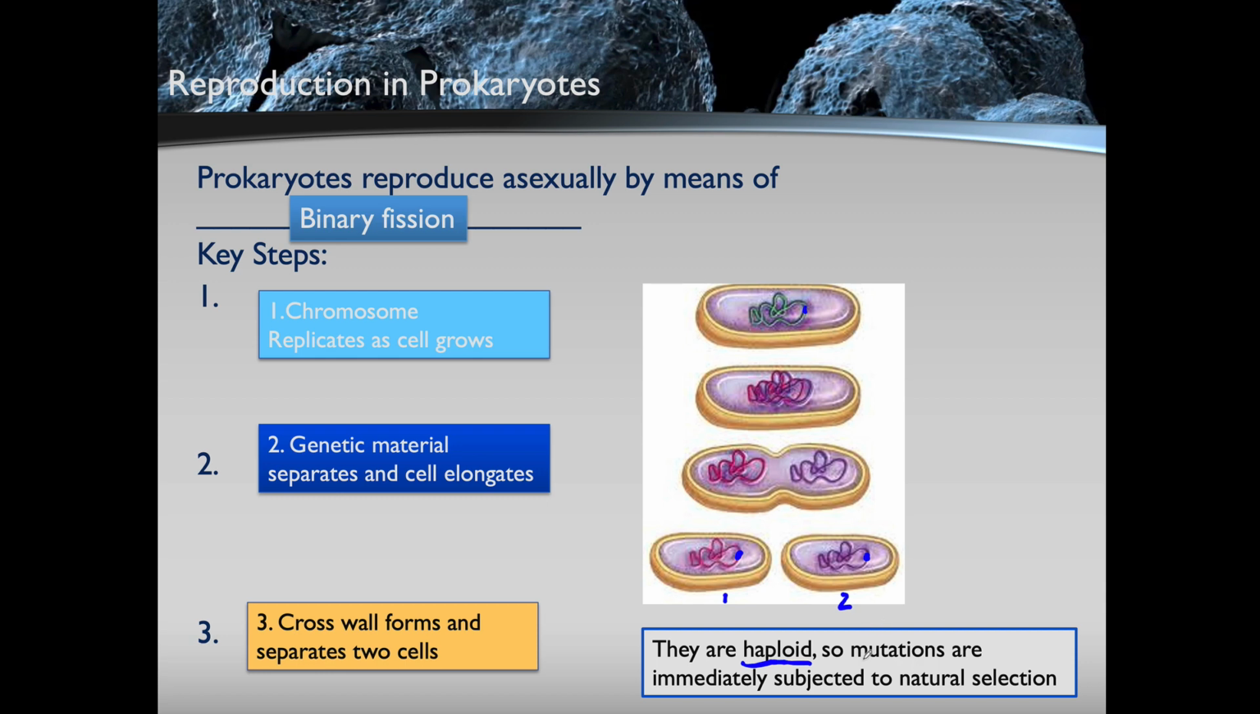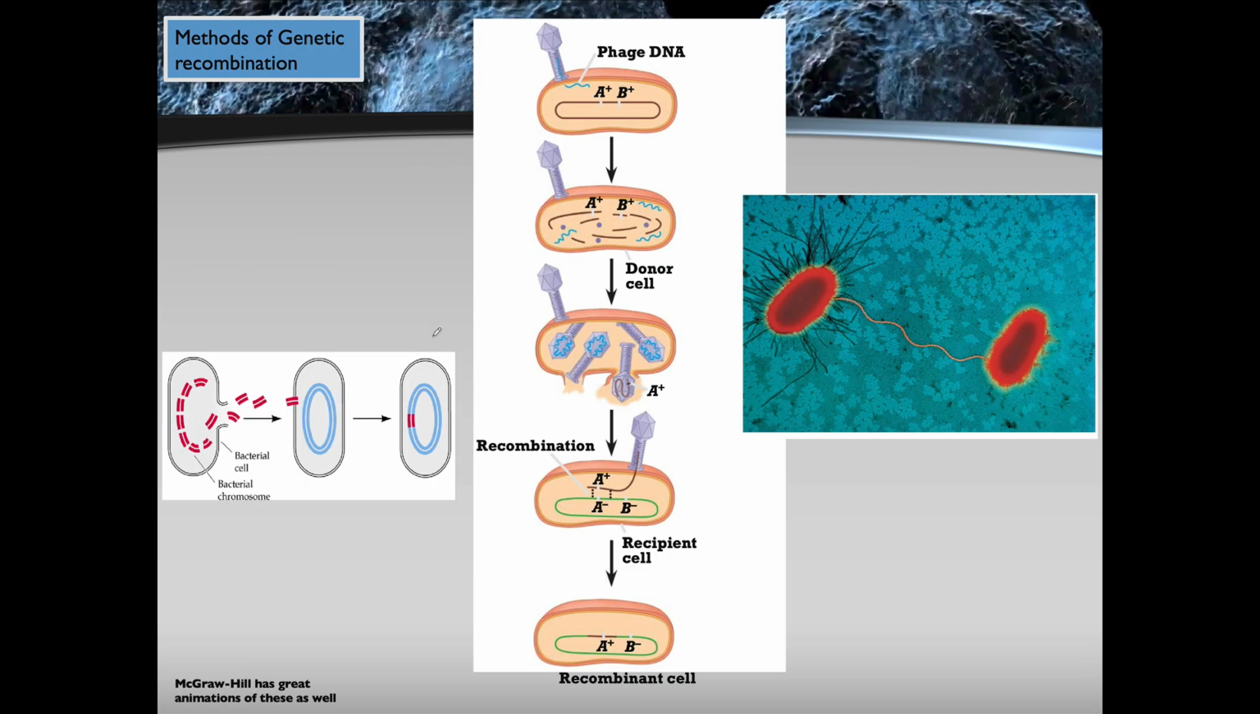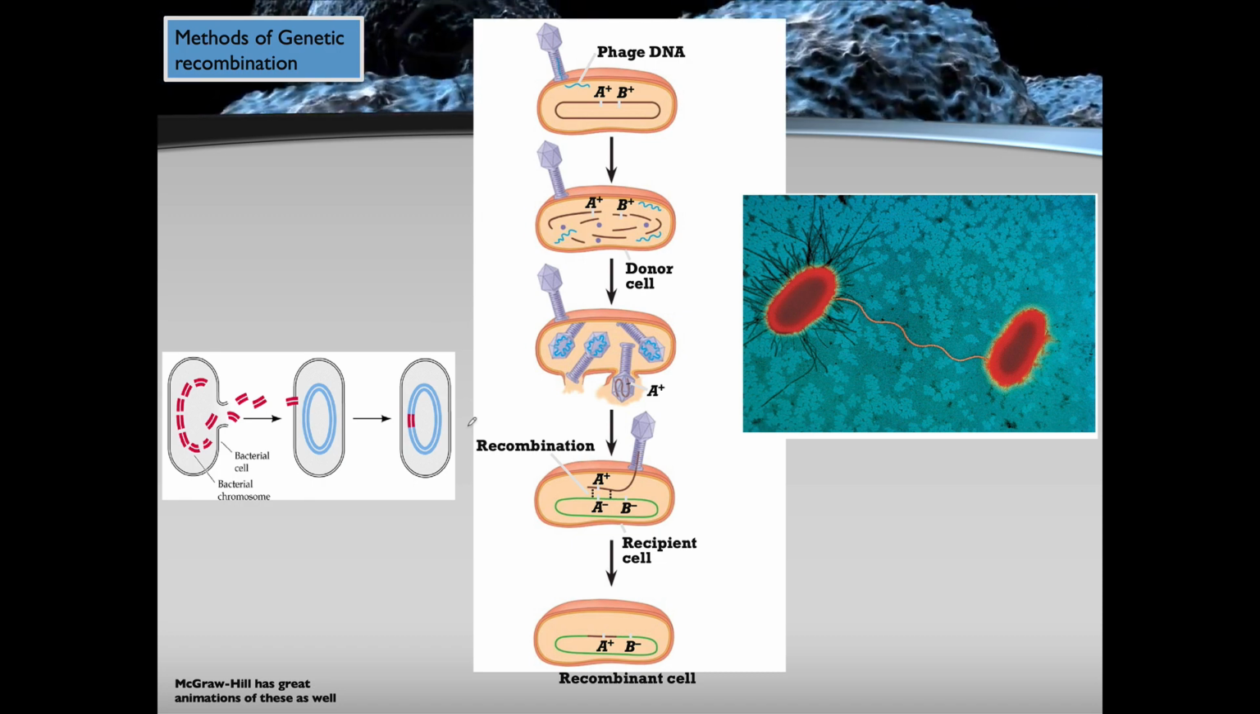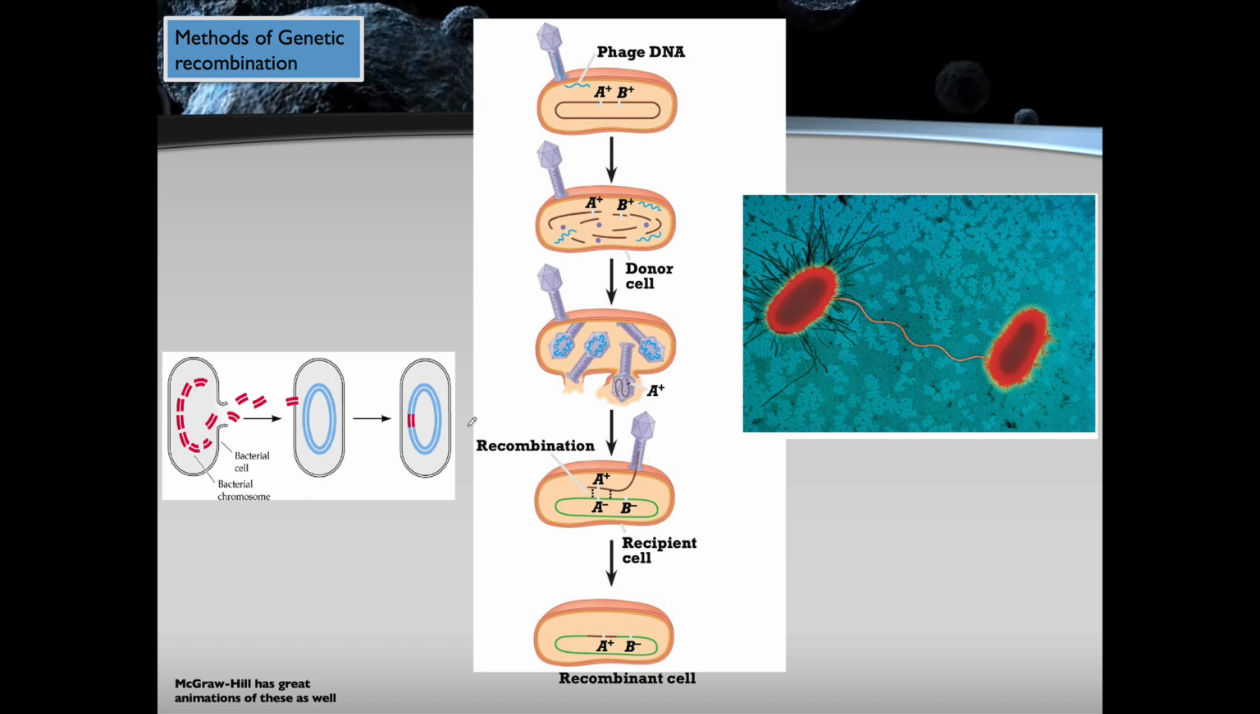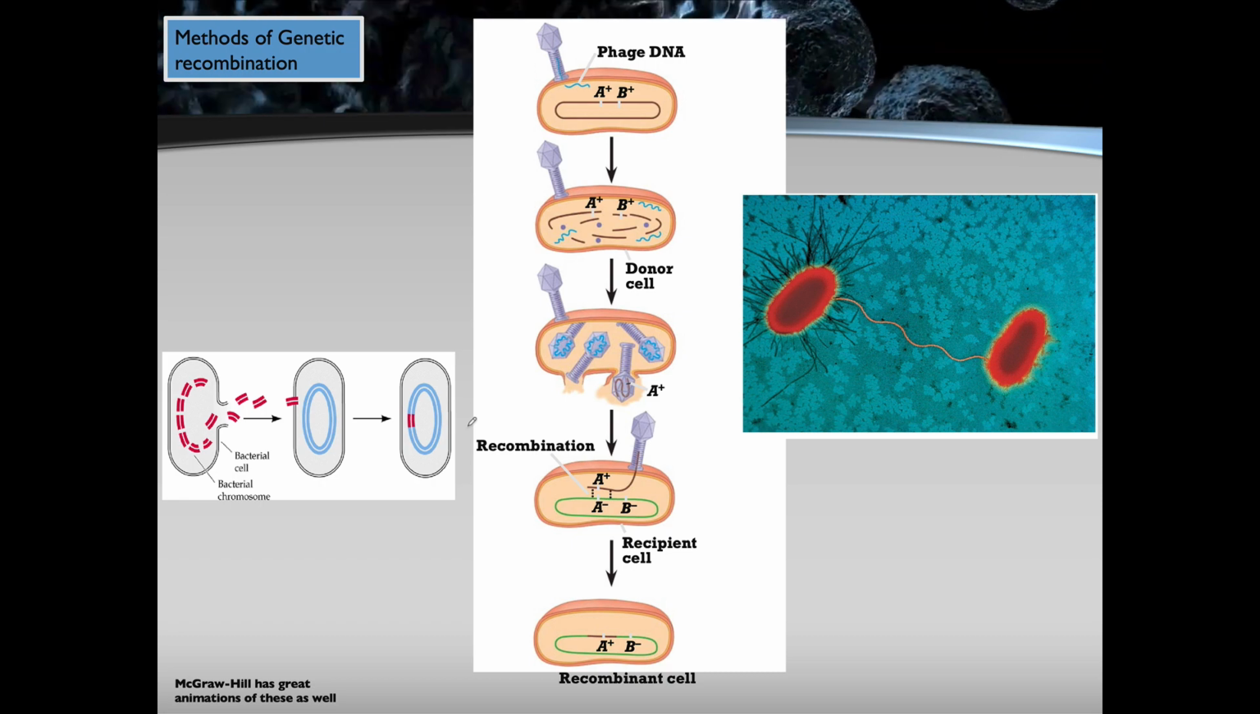They're also immediately subjected to natural selection. So what that means, if that mutation is beneficial, what we should see then is an increase in the amount of the bacteria. If the mutation is harmful, what we should see is a decrease because it reduced its fitness, it reduced its ability to adapt to its current environment. Let's take a quick look at how bacteria change over time. So these are going to be methods of genetic recombination.